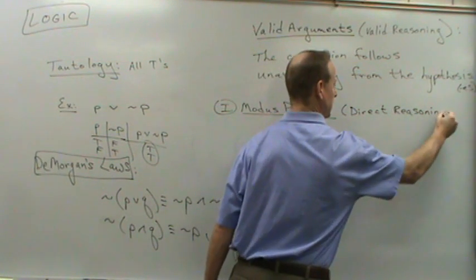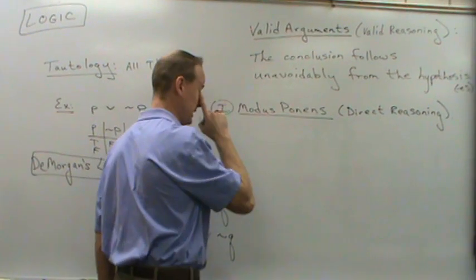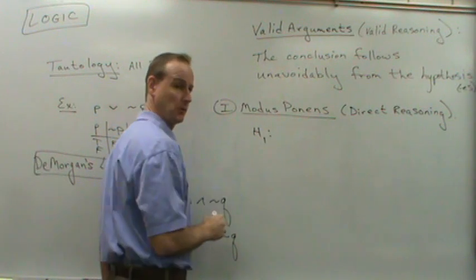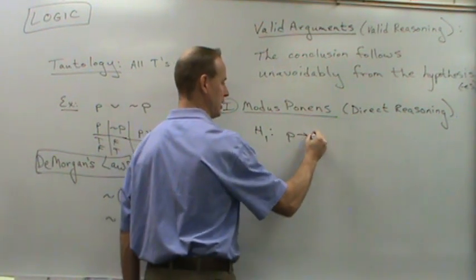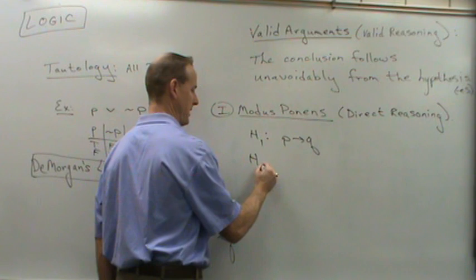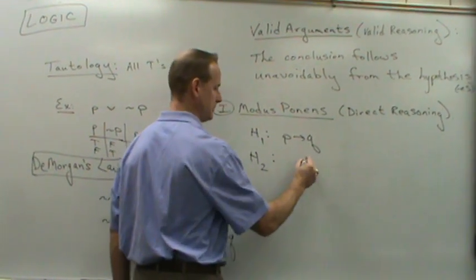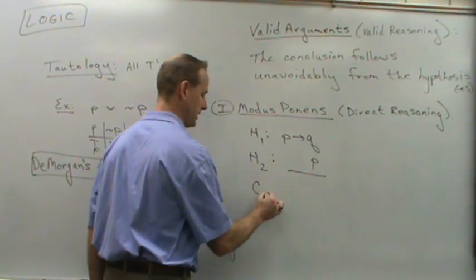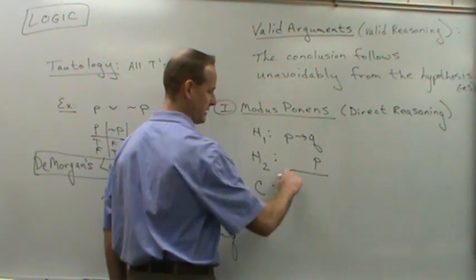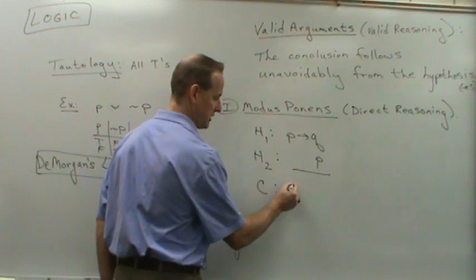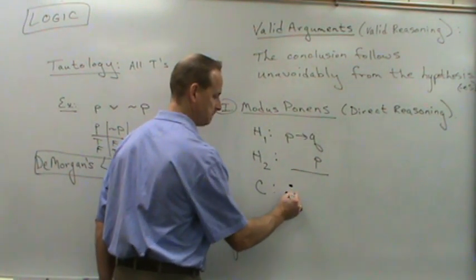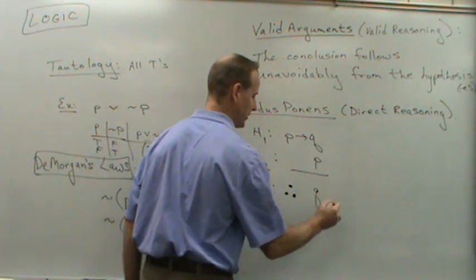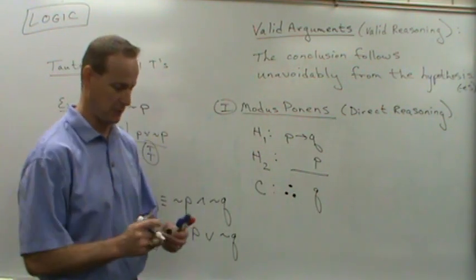So what is direct reasoning? This starts out with a conditional statement. So we have our first hypothesis, I'll call it hypothesis 1, would be if P then Q. And then our second hypothesis, hypothesis 2, says we also have P. And then our conclusion that we're going to come up with, which this line means therefore, or we could use 3 dots to say therefore. That's math shorthand for therefore. We can conclude Q. So I'll give you an example.